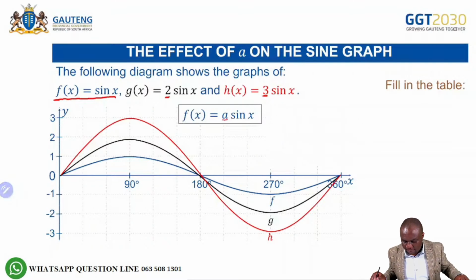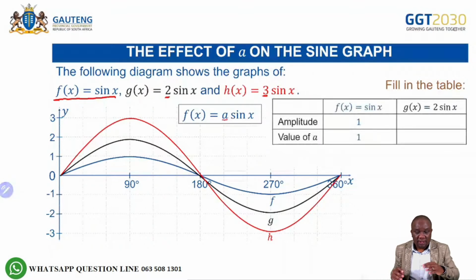Let's use our table. You can be writing notes. I'm going to give you time to do an activity after that. Right, let's compare f of x, the parent graph, the blue graph, with g of x, which is the black graph. Now, what is the amplitude of g of x? We know sine x, the amplitude is 1. We did this in the previous lessons.